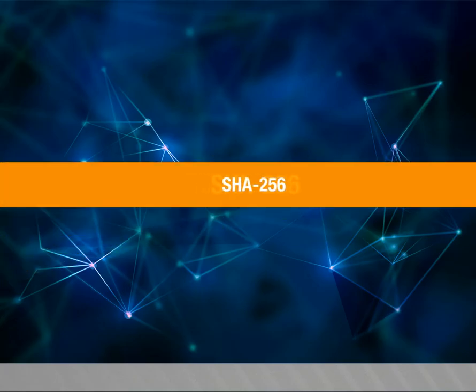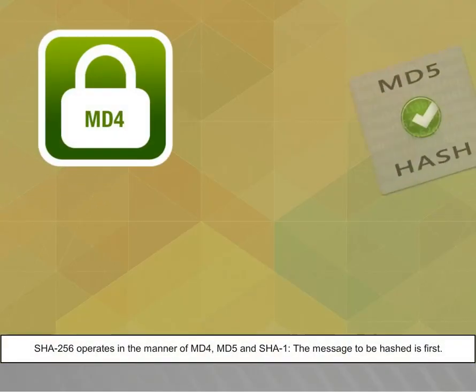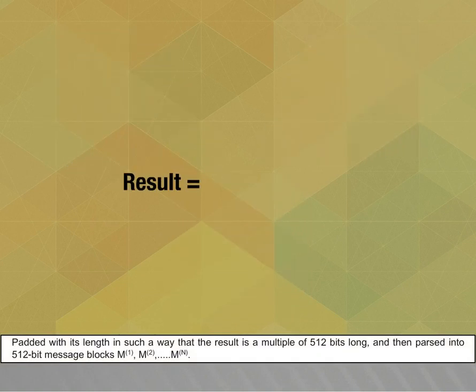SHA256. In this video, we are going to see about SHA256. SHA-256 operates in the manner of MD4, MD5 and SHA-1. The message to be hashed is first padded with its length in such a way that the result is a multiple of 512 bits long, and then parsed into 512-bit message blocks m1, m2 and so on up to mn.